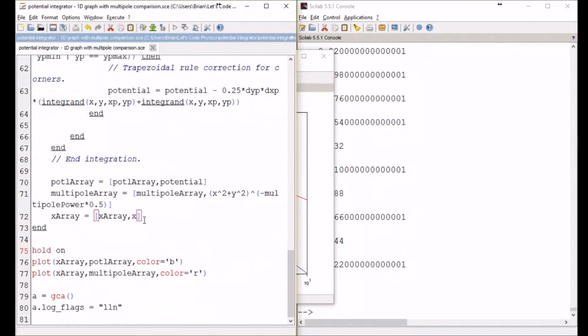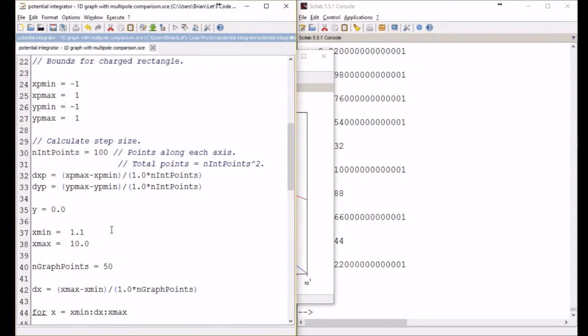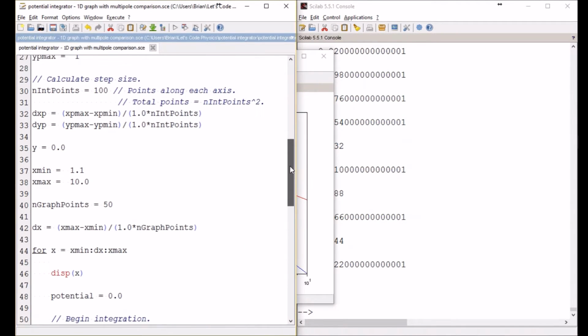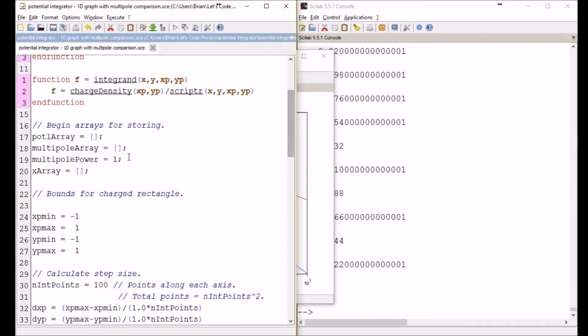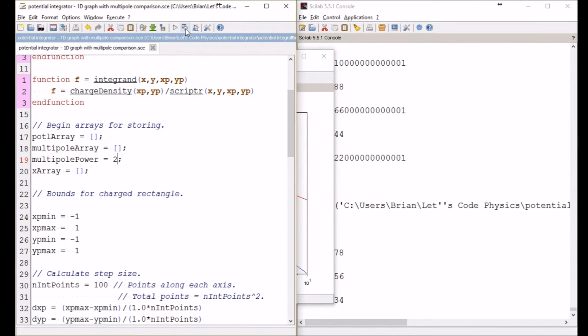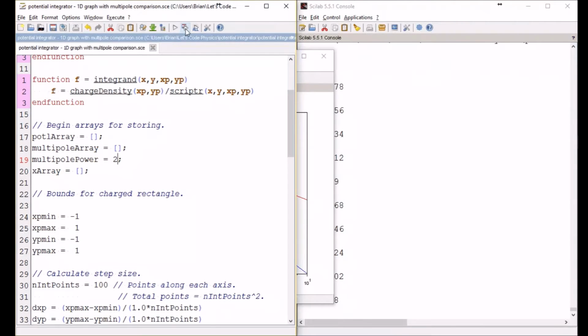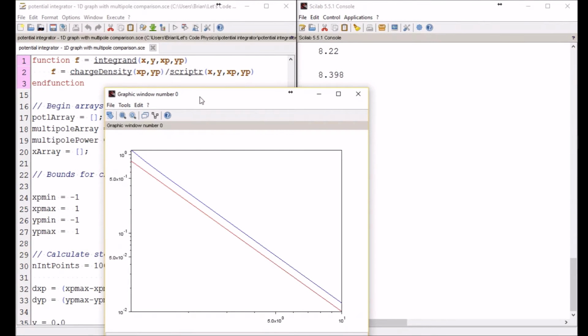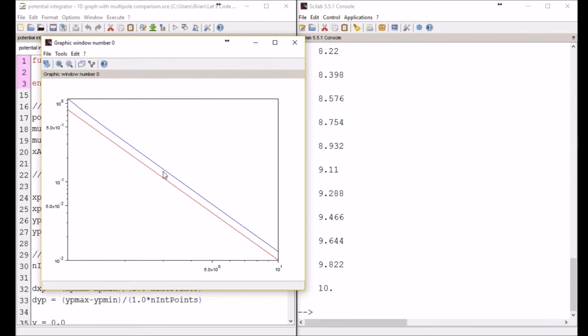But just to be sure, let's change our multipole power. Let's change this to a 2 so that our red curve now produces the curve for a dipole, and let's confirm that we get the same type of result. Okay, cool. So our blue curve is our integration data, and our red curve is what 1 over r squared looks like. Notice that these two are parallel.